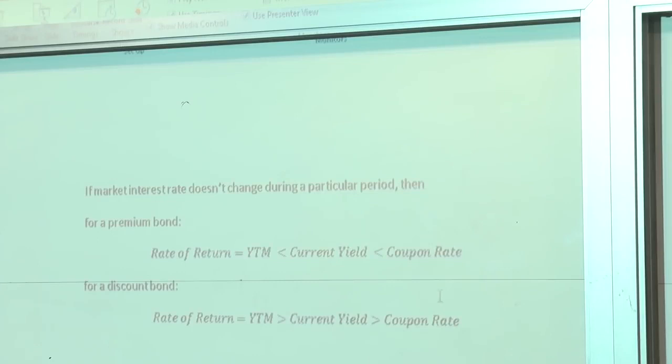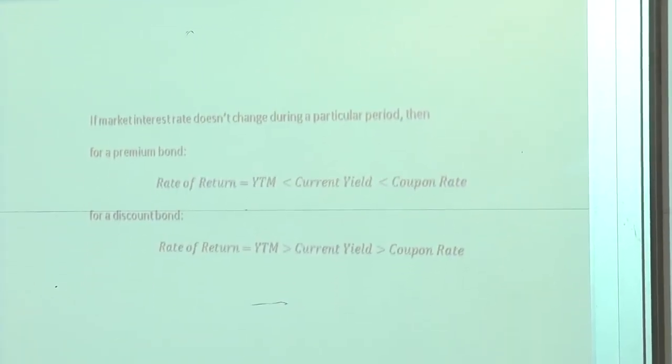So this relationship, I suggest you review this. There could be many questions in this part. For a premium bond, if we assume the interest rate doesn't change, the rate of return is equal to YTM, and it's lower than the current yield and lower than the coupon rate.